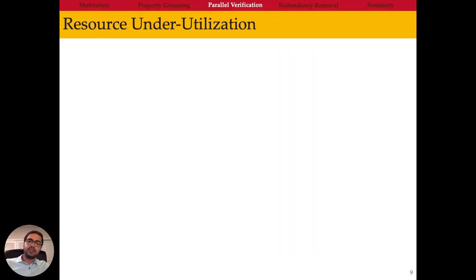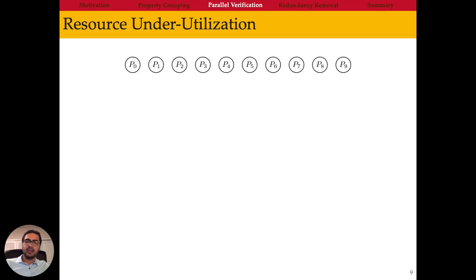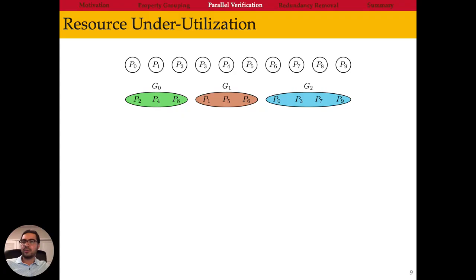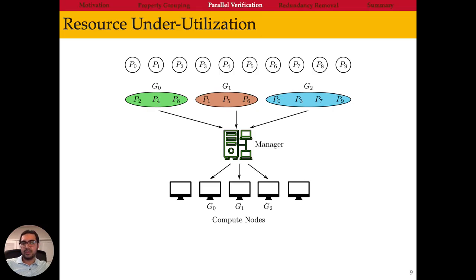In parallel verification, the first problem that we try to solve is that of resource underutilization. Given a set of properties P0 to P9, a property grouping algorithm generates property groups G0, G1, and G2 based on structural similarity between the different properties. The property groups are then sent to a partition manager, which then dispatches them to available compute nodes. The different compute nodes can either be threads running on the same computer, processes running on different processors, or a large computing grid. In this example, the three groups are dispatched to 3 out of 5 available nodes.